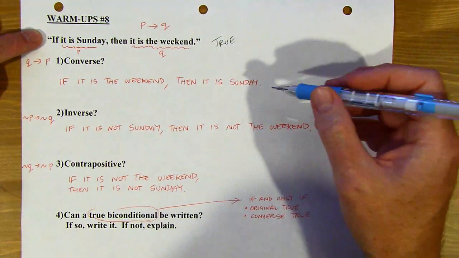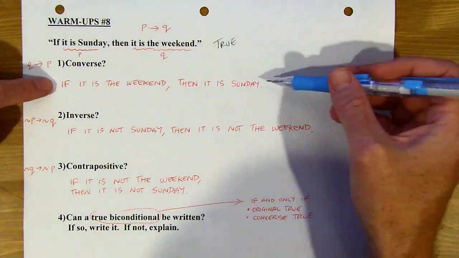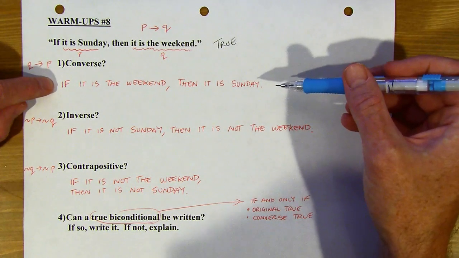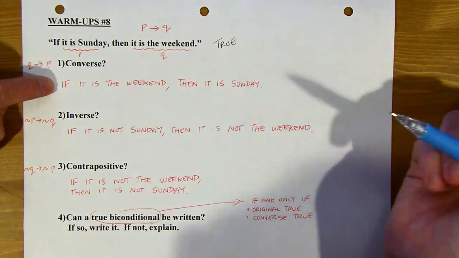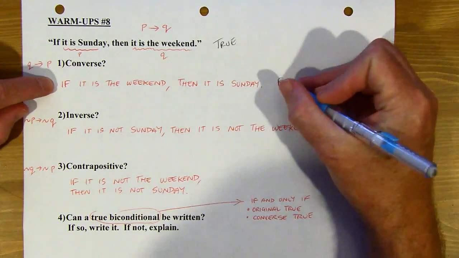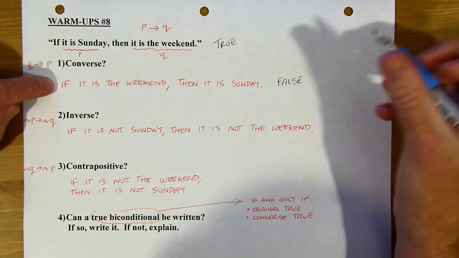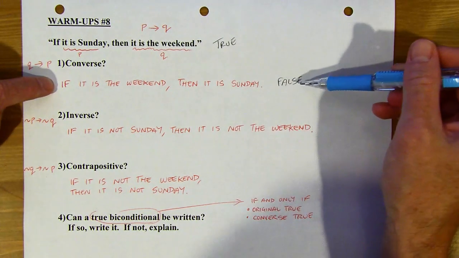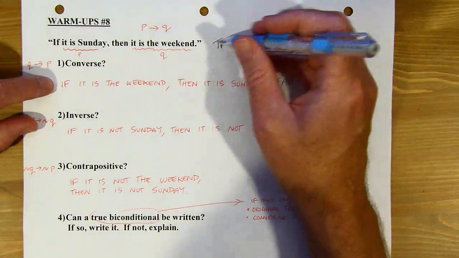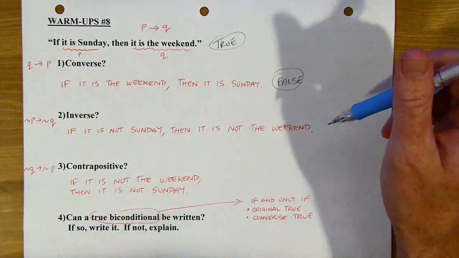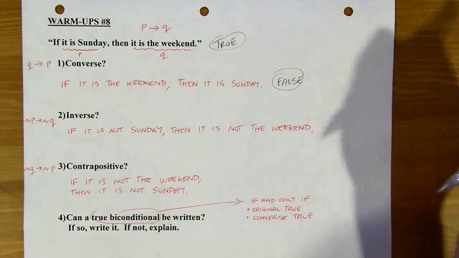And then if we look at the converse, if it is the weekend, then it is Sunday. Well, that's sometimes true, but not all the time, right? Because it could be the weekend, it could be Saturday. So it's not necessarily Sunday just because it's the weekend. So that means this statement is false. If it's false any of the time, it has to be true all of the time to be true. If you have any counterexamples that show that it doesn't work, then the whole statement you can say is false.